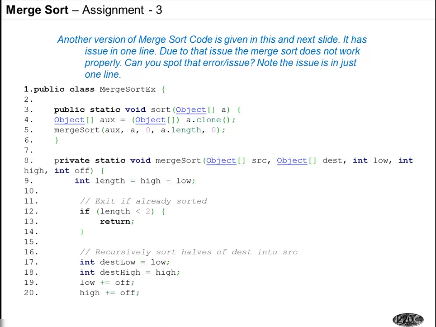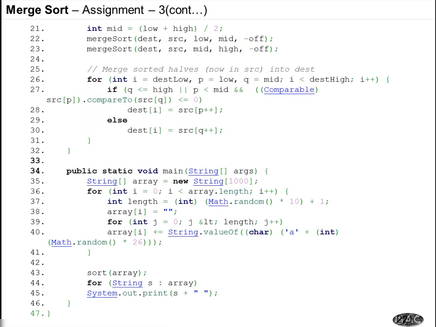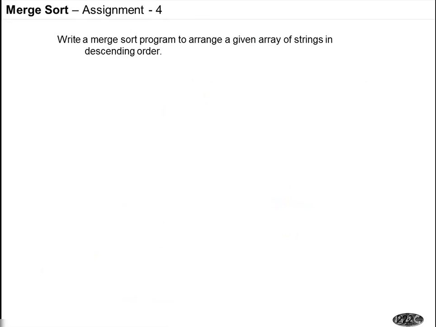You have to find out where the problem is in this code and why it is not working, because by default it will not work. If you just copy the same code, it will not work. Next merge sort assignment is: write a merge sort program to arrange a given array of strings into descending order. So the last one was for integers, this is for a string kind of an object.